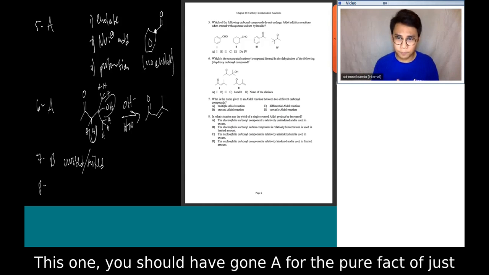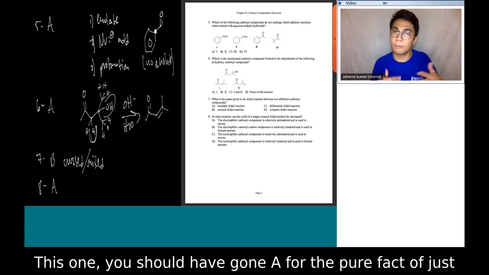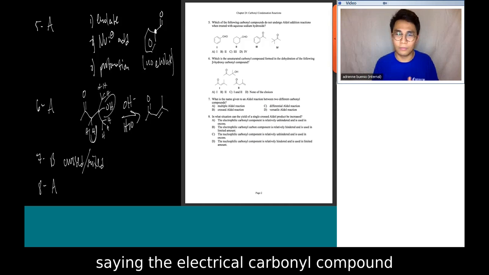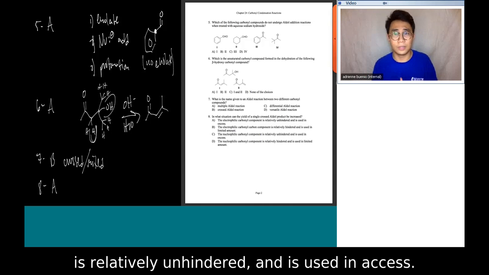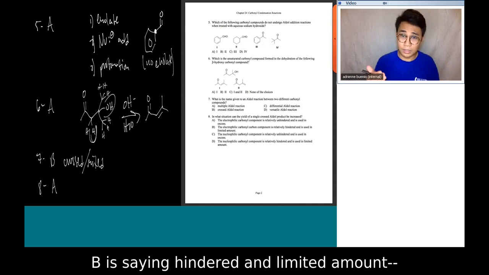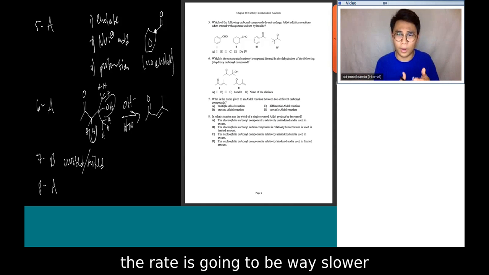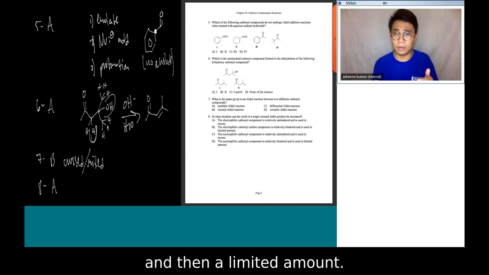This one, you should have gone A for the pure fact of just saying the electrophilic carbonyl compound is relatively unhindered and is used in excess. Unhindered, excess, good signs for a reaction, right? B is saying hindered and limited amount. Total opposite. Obviously, we know hindered reactions, the rate is going to be way slower, and in a limited amount.